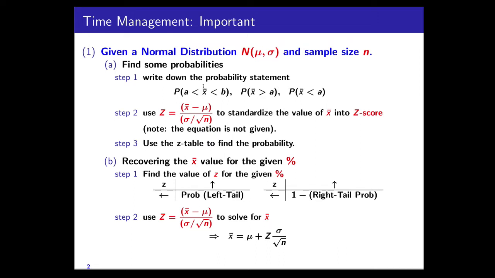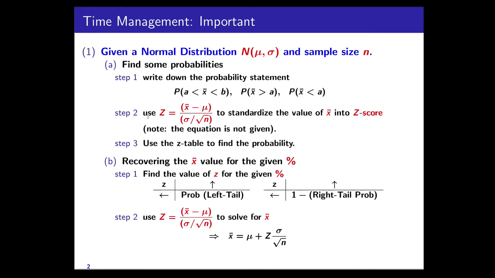If the keyword is in between, then the probability statement will be X bar between A and B. If the keyword is more than, then the probability statement will be the probability of X bar greater than A. If the keyword is less than, then the probability statement will be the probability of X bar less than A.